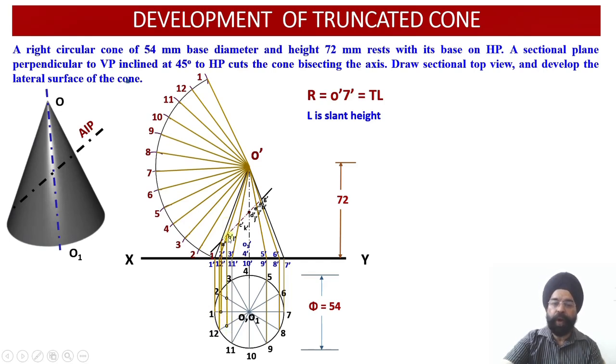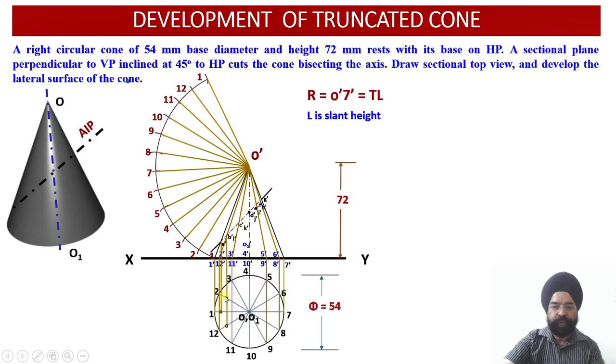Now from the second pair of generators, you see here the pair of generators, I call them so because two generators, that is O'2' and O'12', are overlapping. So on O2, B will lie and on O12, L will lie. So from the common point of intersection for this dual generator, I am going to bring the projector, the vertical projector, down.